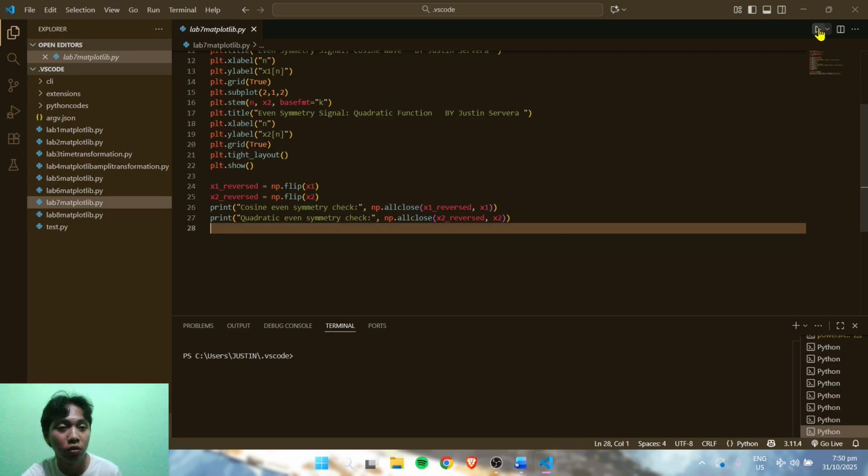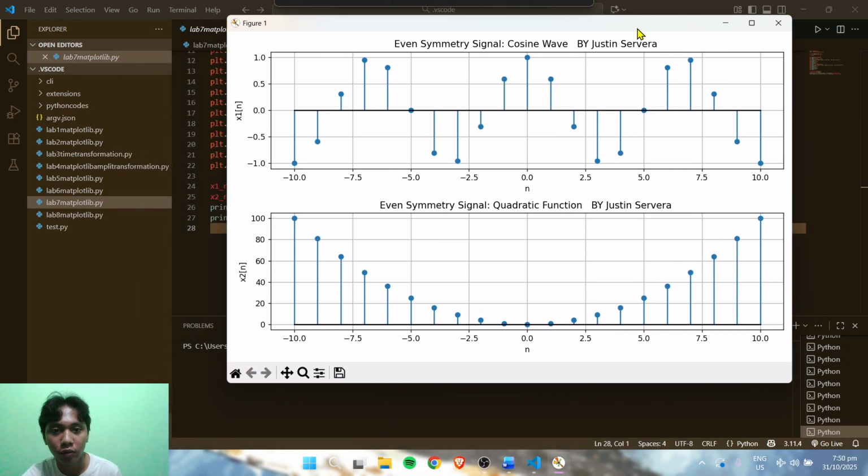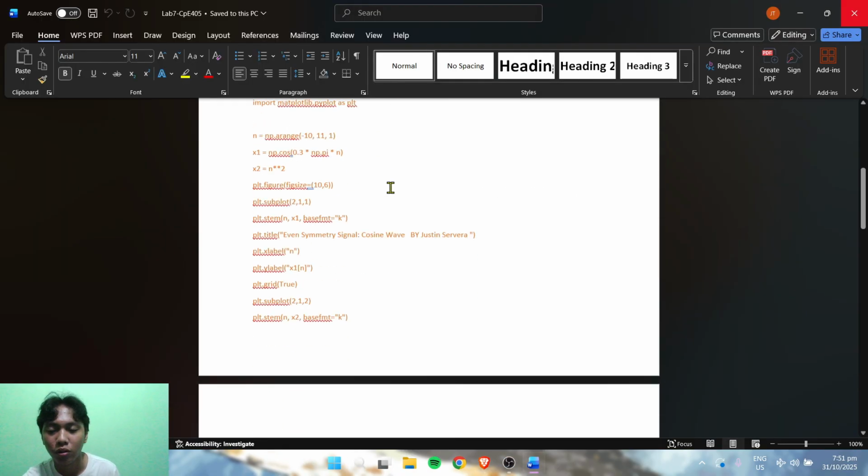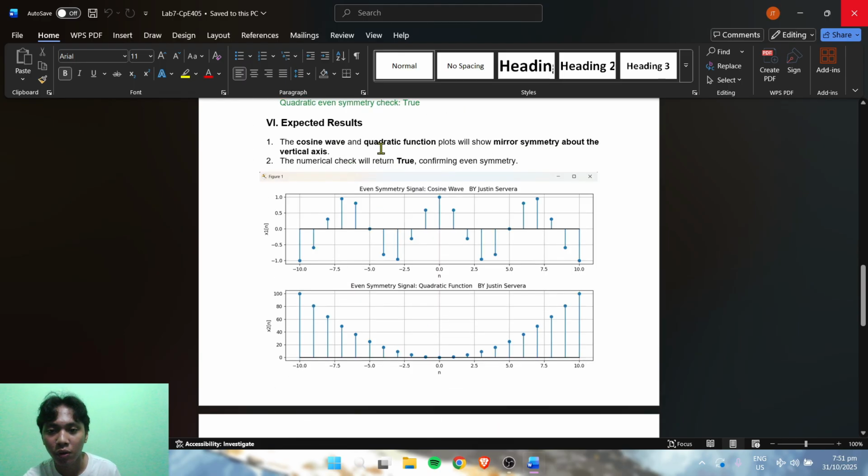If we run this code, we are given two outputs, the cosine wave and the quadratic function. The cosine wave is perfectly mirrored, the positive and negative, and the quadratic function, a parabolic curve, is also symmetric on both sides, the negative and the positive sides. So the outputs confirm that both signals, the cosine wave and quadratic function, satisfy the rule of the even symmetry signal. After the procedure, the expected output is the cosine wave and quadratic function plots showing mirror symmetry.